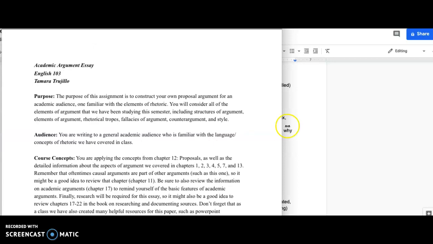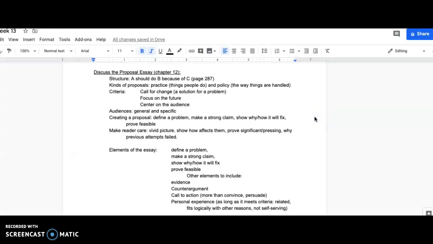So I have a few notes here. Let's look at some things to remember from chapter 12. On page 287 in chapter 12, it says the structure is this: A should do B because of C, right? So A is the issue, B is the solution, and then C is the reasoning, the evidence, the support that you give. That's the kind of argument structure or thesis structure that you're going to make.